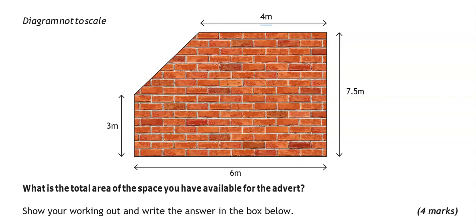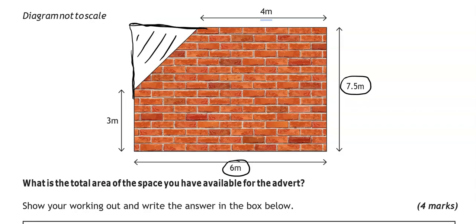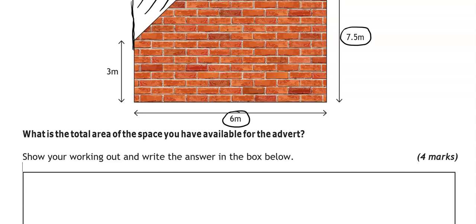There are different ways I could work it out, but the simplest one would be to complete this piece in here, complete a rectangle, and that would be the area of the whole thing would be 7.5 times 6, and then we'll take away this one here. So let's work it out.